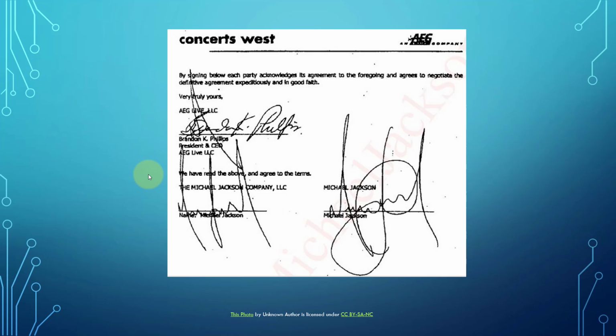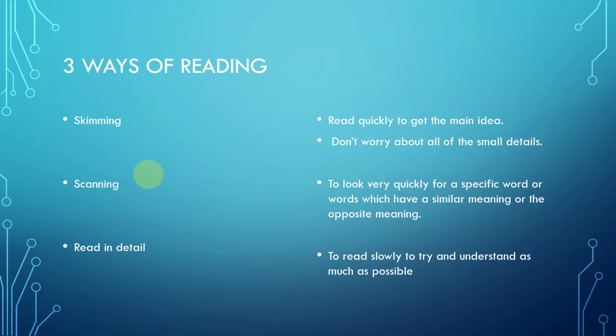Okay, this is an example of a contract. According to this, it's between Mr. Michael Jackson. So signing a contract is a very important legal document. If you don't understand everything in your contract, you could have big problems later on. So it could end up costing you lots of money later on. So before you sign a contract, it's important to read through and understand everything in detail.